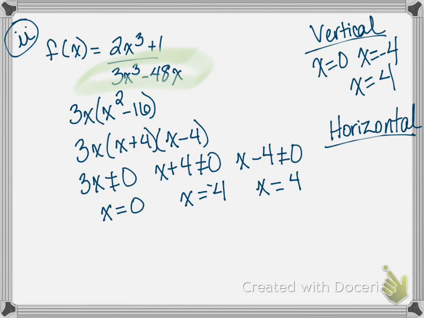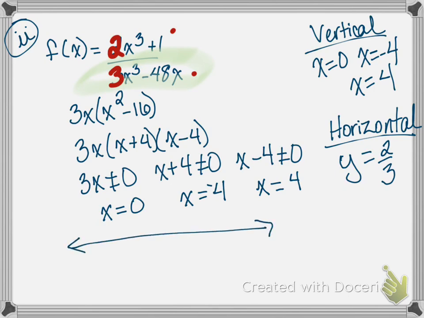Now, the degree of my numerator is 3, and the degree of my denominator is 3. So when that happens, my horizontal asymptote is the relationship between my leading coefficients. So for this, my leading coefficient in my numerator is 2. My leading coefficient in my denominator is 3. So my horizontal asymptote is y equals 2/3. And remember, it's okay if we cross the horizontal asymptote. It might not happen, but it is okay if it does.